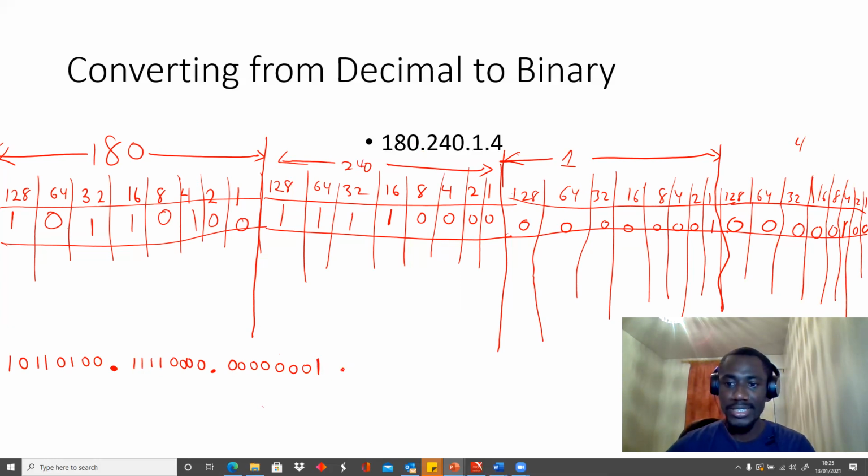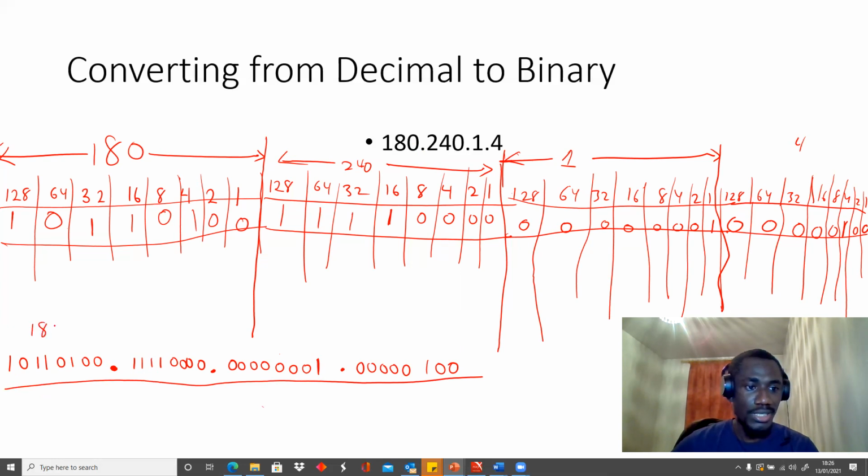And the last one represents the last bit, which is 5 zeros, and a 1 and 2 zeros. So basically, this is how your computer will see the IP address 180.240.1.4. This is how the computer sees the IP address. And this is how we convert from decimal to binary.